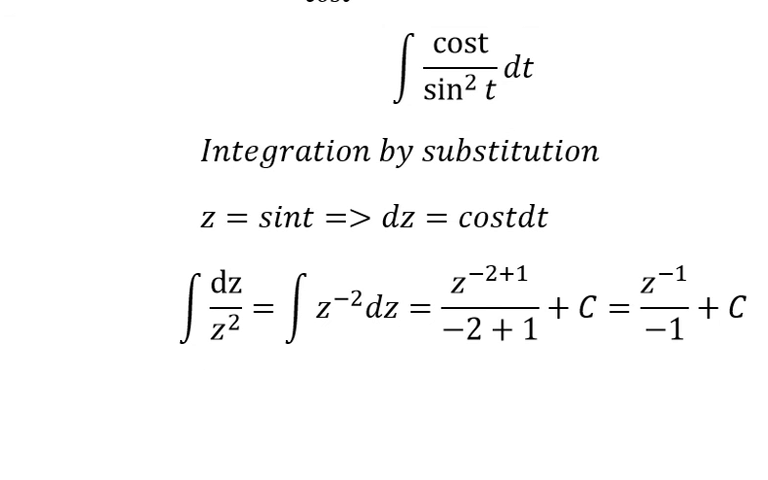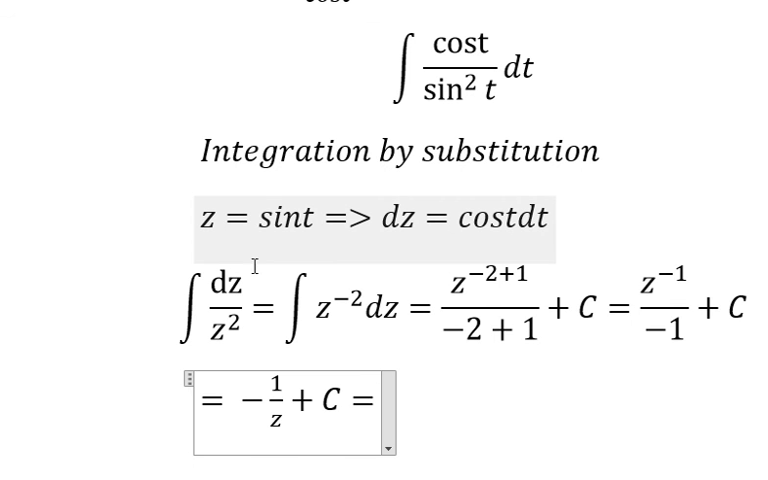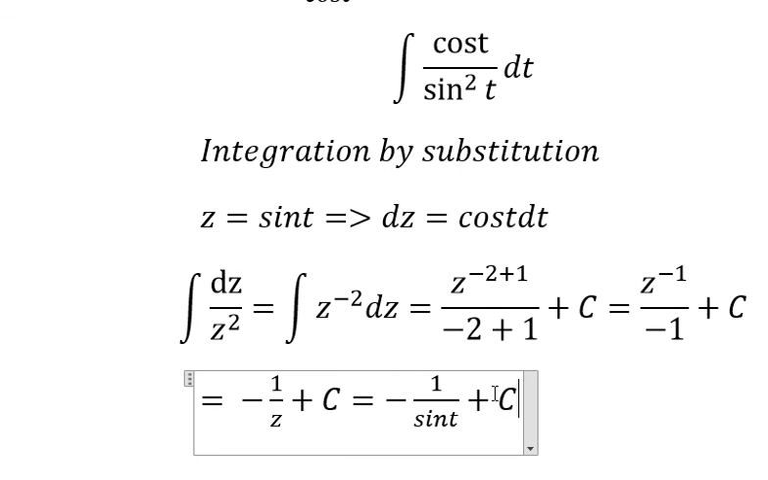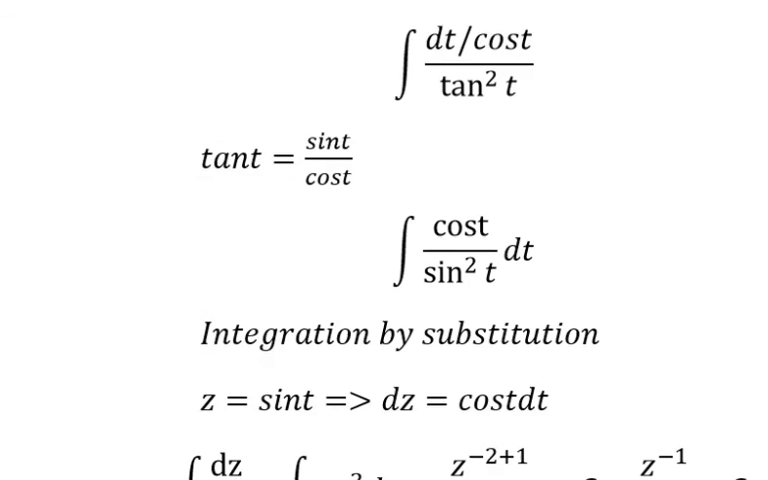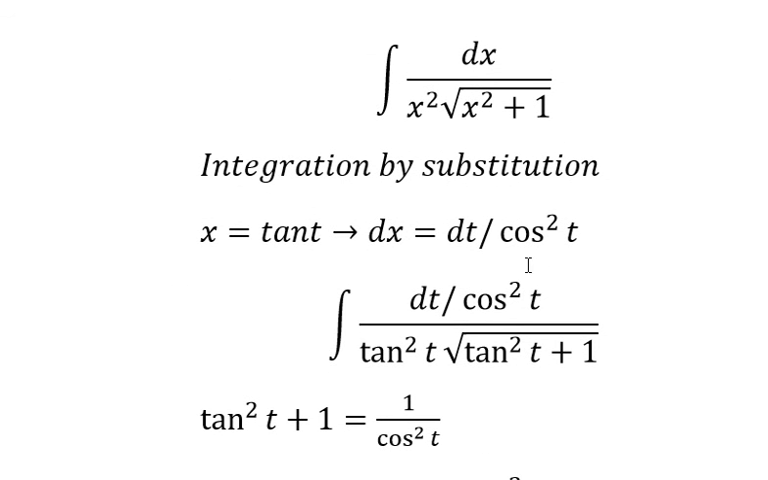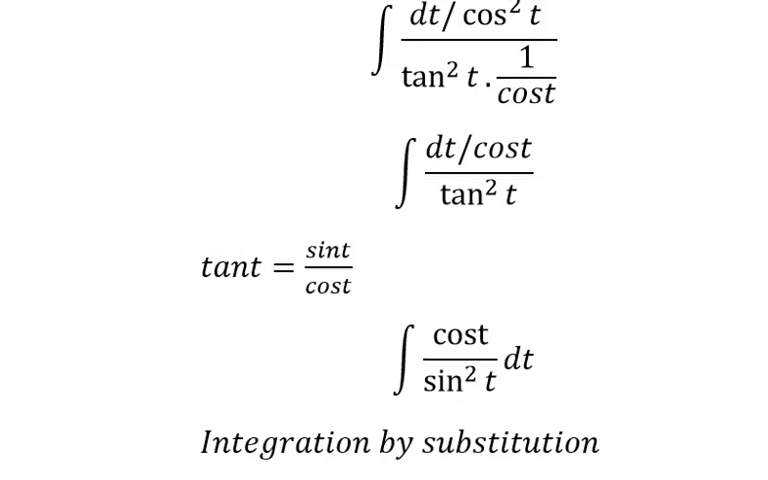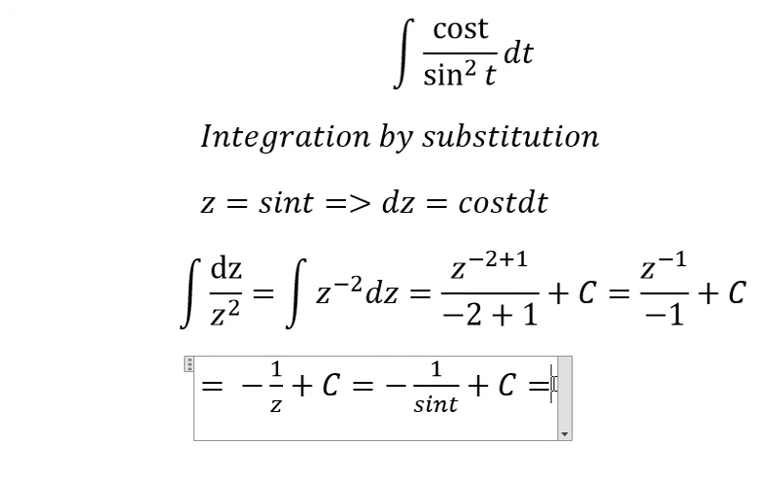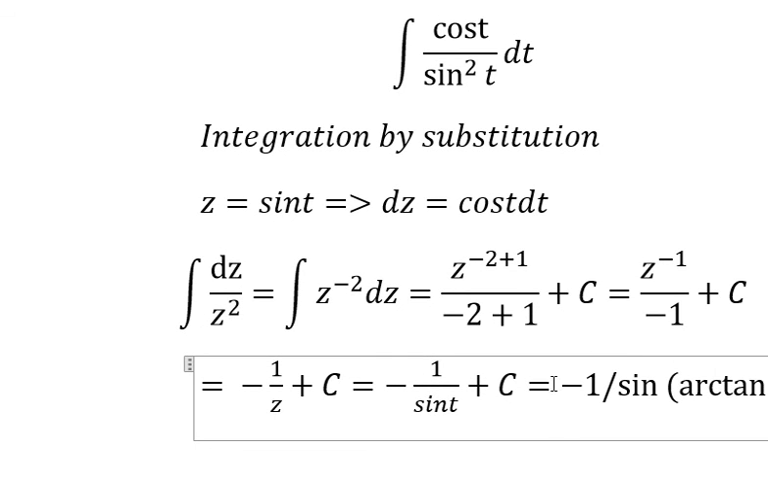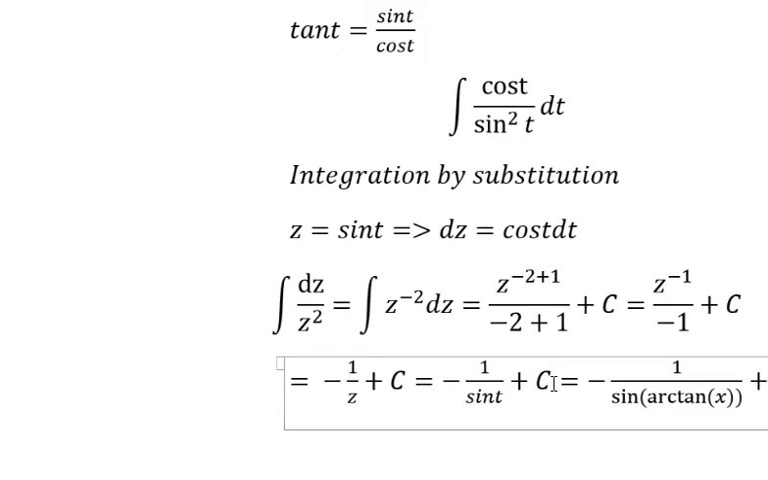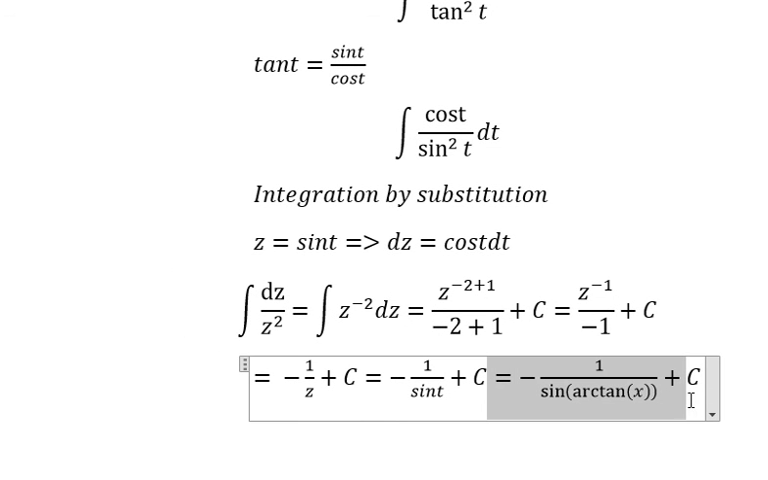And we get negative 1 over z plus c. z we change back to sine t, and t we need to change back to x, and this is arctan x. And this is the final answer. That's the end. Thank you for watching.